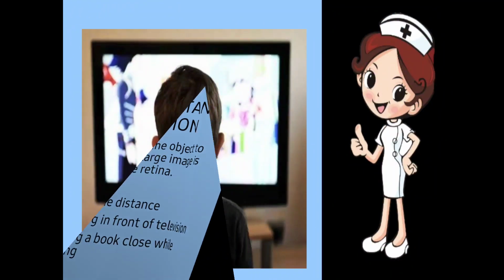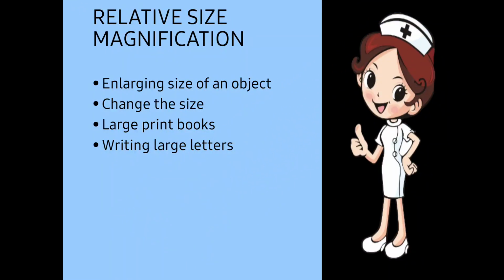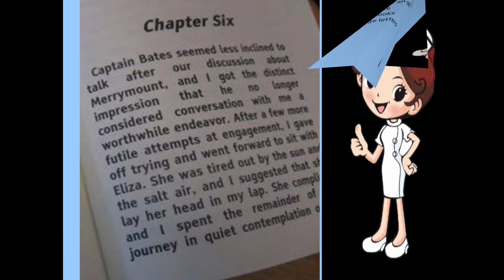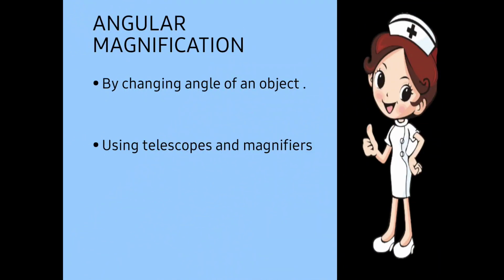Next one is relative size magnification. In case of relative size magnification, we will be enlarging the size of an object. For example, we will change the size by using large print books as compared to small print books and writing large letters. If we are doing written work, then we will write large letters. For example, large text should be used by the low vision patient as compared to using a small text.